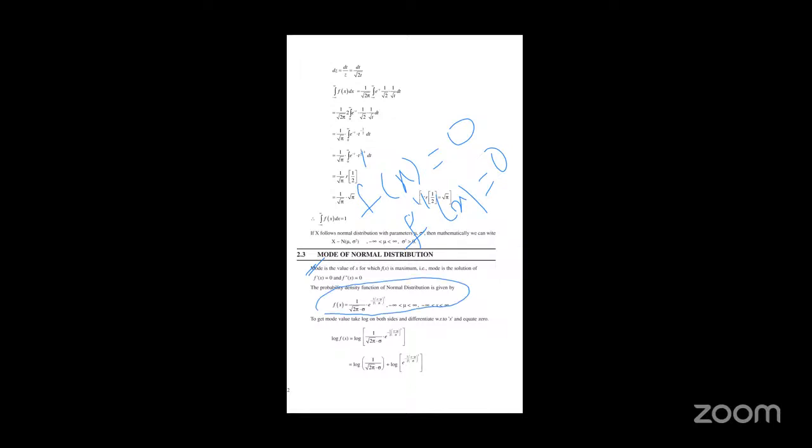To get the mode value, take log on both sides, differentiate with respect to x and equate to 0.